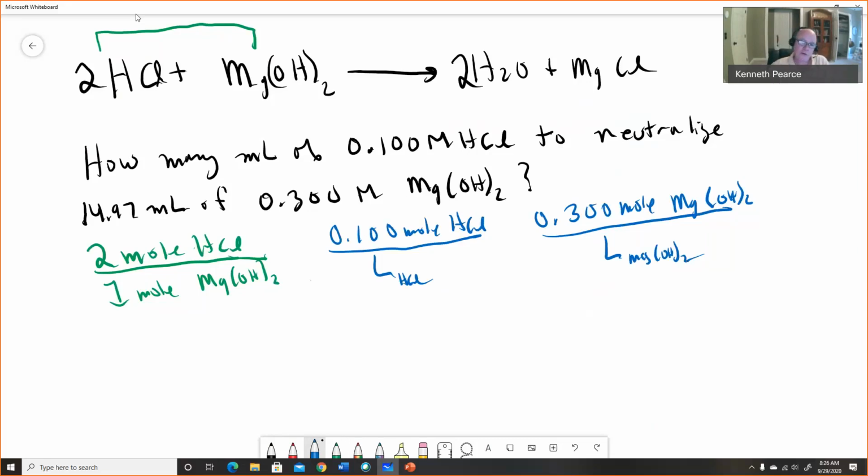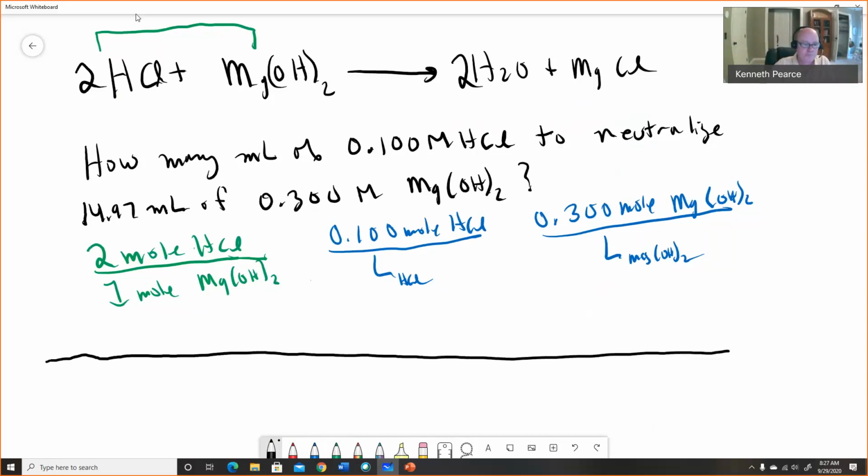And so, as I said before, this allows us to treat the molarities as conversion factors. And so now we're ready to set up our equation, and this time I'm not going to put the milliliters into liters. I'm going to leave them as milliliters and convert them to liters in my setup, just to show you that there are two ways of doing this. It's going to be a longer line, and we start with our 14.97 milliliters of magnesium hydroxide.